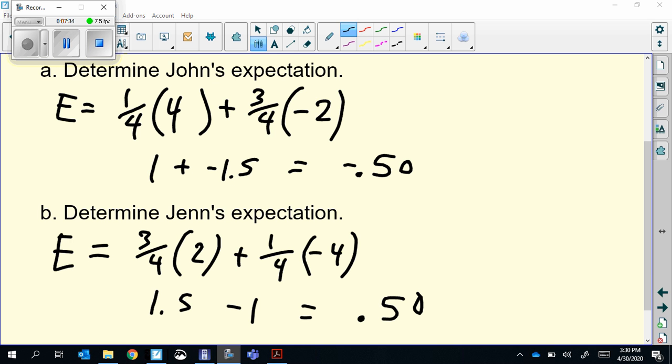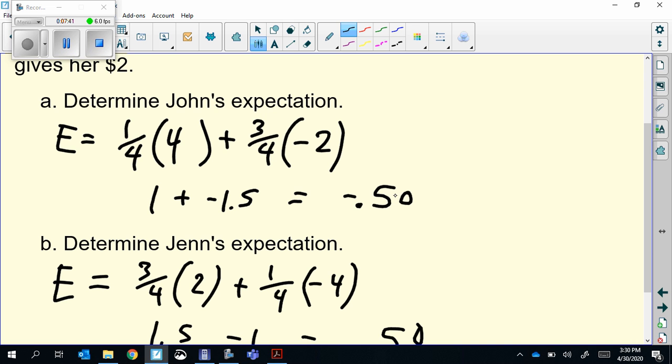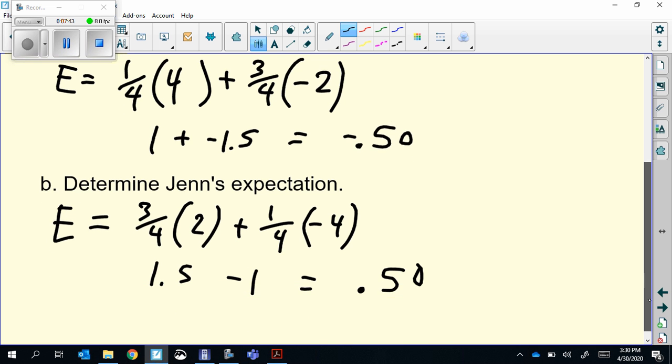So again, in context, that means that for every round that they play this game, every time he draws a card, John's expecting to lose 50 cents, which means Jen is expected to gain 50 cents.